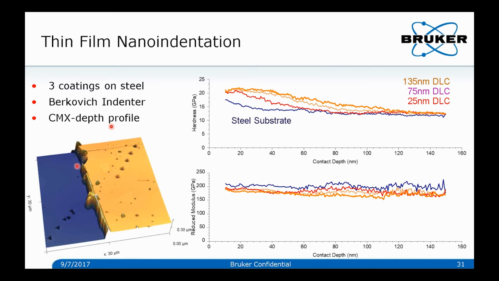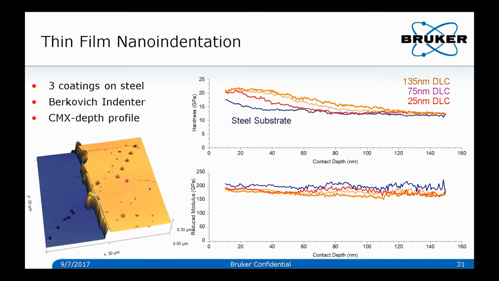If we go back to the DLC example, you can see we actually tested 3 different DLC films. One had 25 nanometer thickness, one had 75 nanometer, and one had 135 nanometer thickness. So we do depth profiles, measuring properties anywhere from about 10 nanometers to 150 nanometers. At the low depths, you can see a clear difference in properties between the DLC and the steel, and as you go deeper, you can see them start to converge.